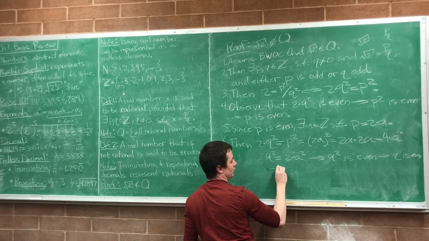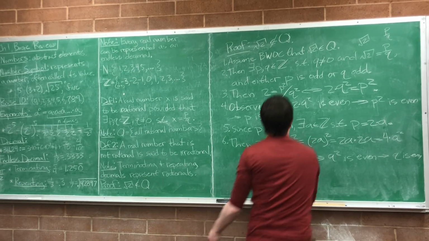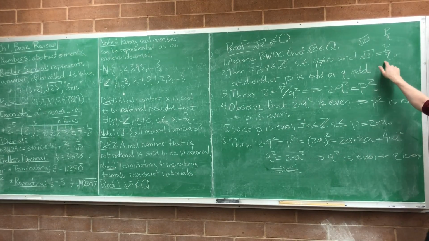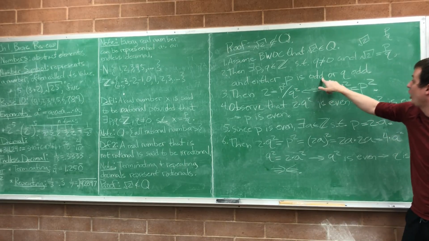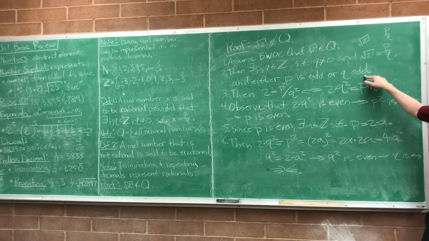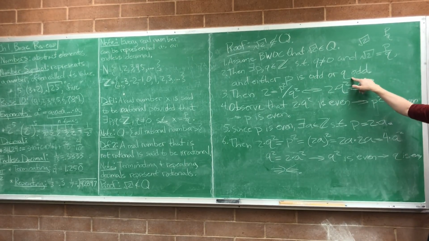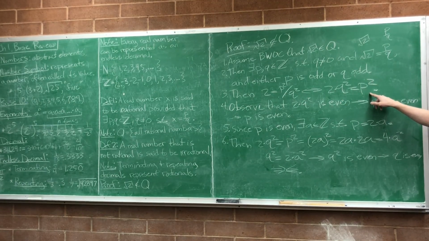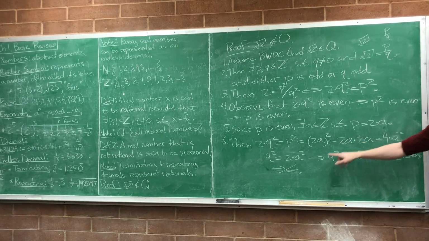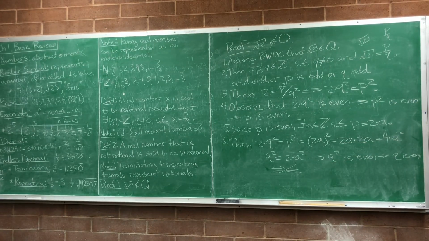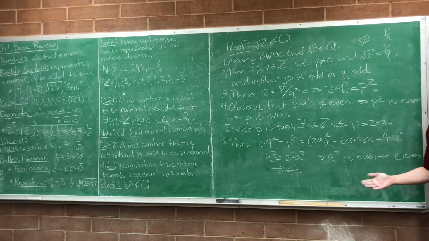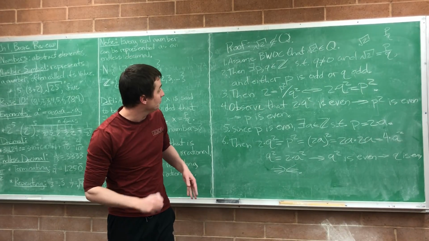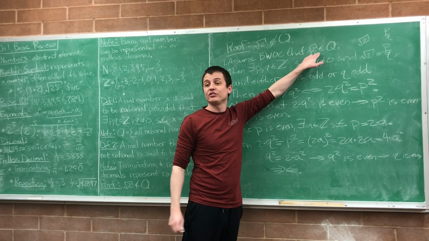And there's our contradiction. Because way up here, we said either p is odd or q is odd. So we knew either p or q had to be odd, but we found out p's even, and p being even also made q even. So they're both even. We said one of them has to be odd and they're both even. Those are contradicting statements. So our assumption that square root of 2 is rational is wrong.